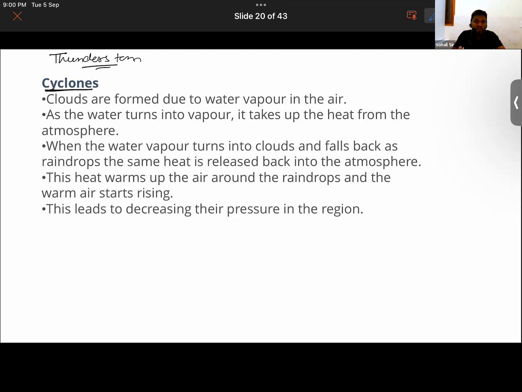The heat gained by the water vapor during the process of evaporation is released back into the atmosphere when water vapor converts into raindrops. This is a cloud here, let's say. I have a doubt, sir. Will the heat reduce after it starts raining, or will the heat reduce before and after that the rain starts?